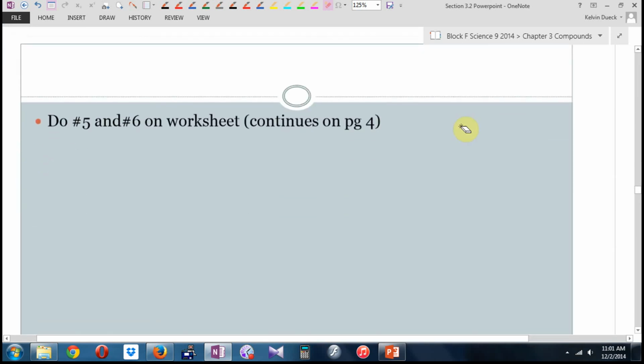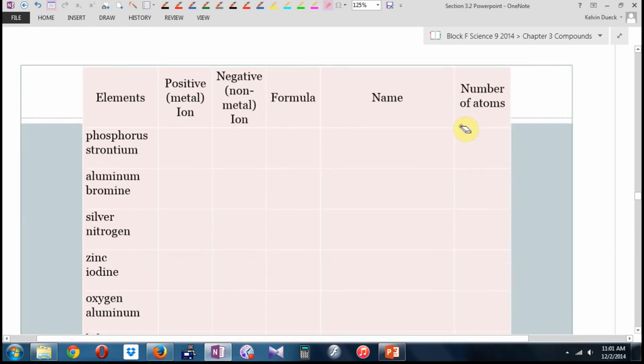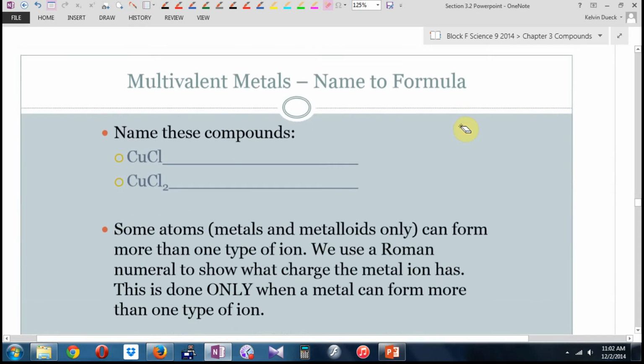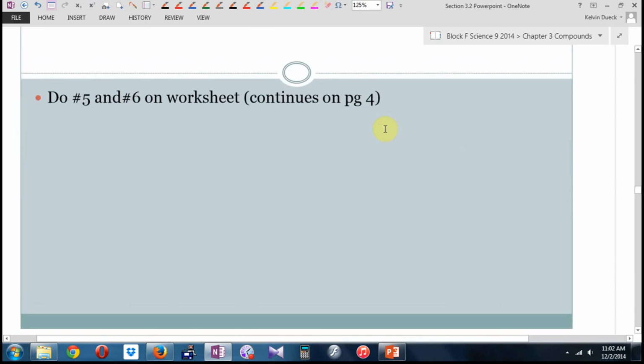It says do number 5 and 6 on the worksheet. So I think here, ready? You guys have this, you got 6, hang on. Okay, there's the second part. Am I missing the first part, or do I have it in a different order? Okay, so let's try doing number 6, part 1, together right here. So I'm going to go like this. Well, hang on, let's go like this.